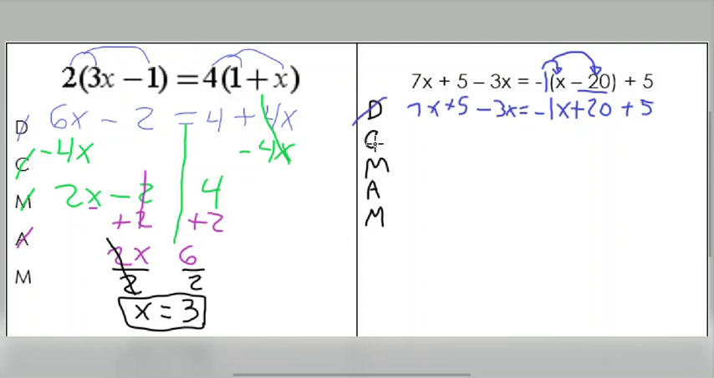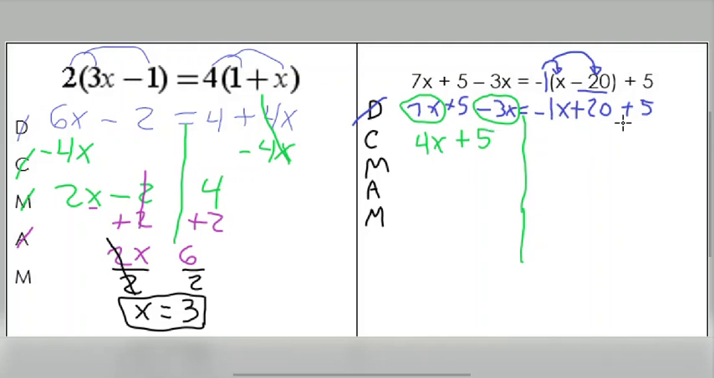All right, my next step, call, C, combine like terms. So I'm going to build my wall and combine everything on the left side first. Is there anything I can combine over here? Well, I see I have a 7x and a minus 3x. Since they're both x's, I can combine those. 7x minus 3x will give me 4x. And I can't combine that 5 with anything, so I'm just going to bring down the 5.